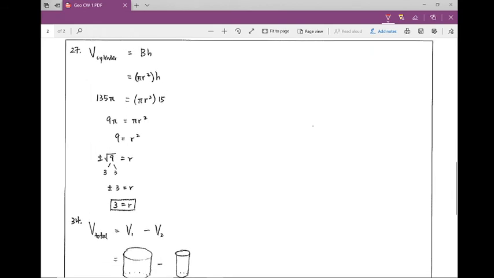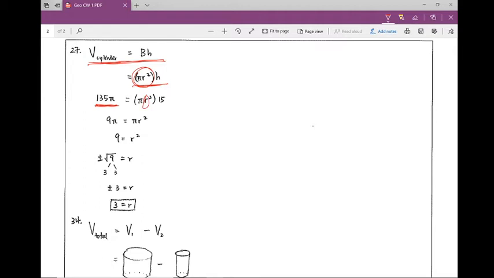All right, number 27 is a word question. You just have to work backwards from it. They gave you the volume of a cylinder. The formula is going to be base times height. The base is a circle, so that's where we got this expression. They told you that the volume is going to be 135 pi, so we're working backwards here.